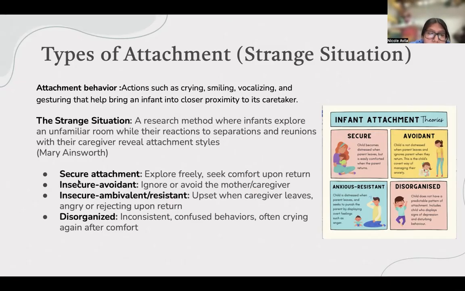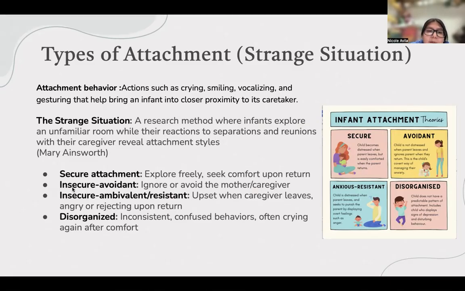So first off, we have the insecure attachment, which is where a child explores freely, seeking comfort upon return. Right here in this chart, the infant attachment theories chart, it shows insecure. The child is hugging its mother. And it says the child becomes distressed when the parent leaves, but is easily comforted when the parent returns.